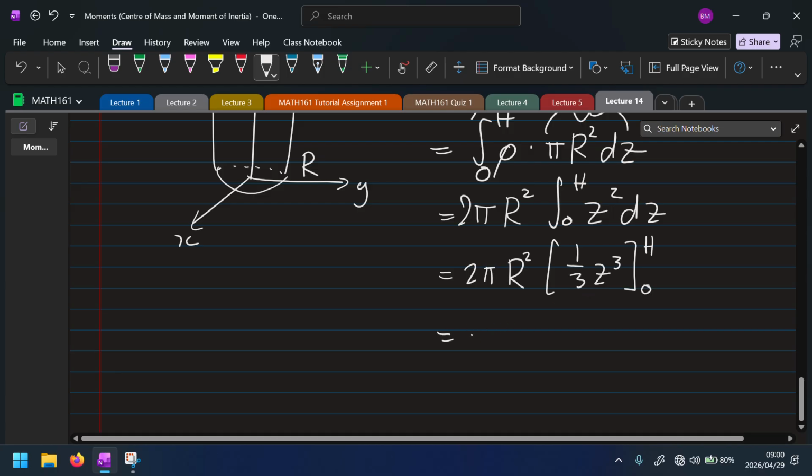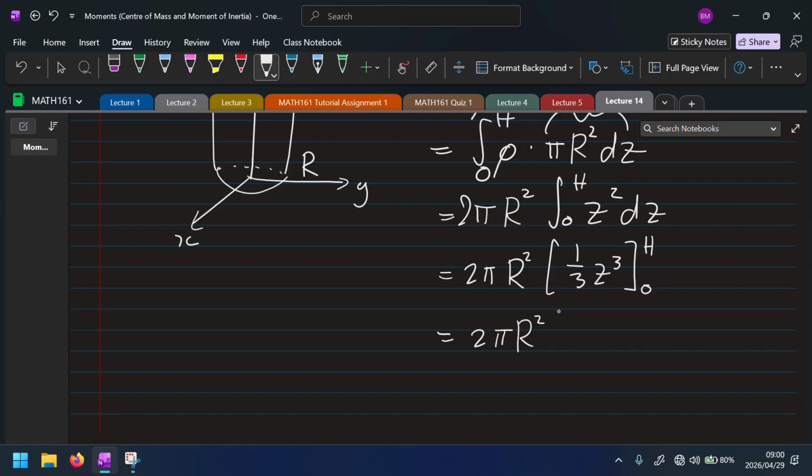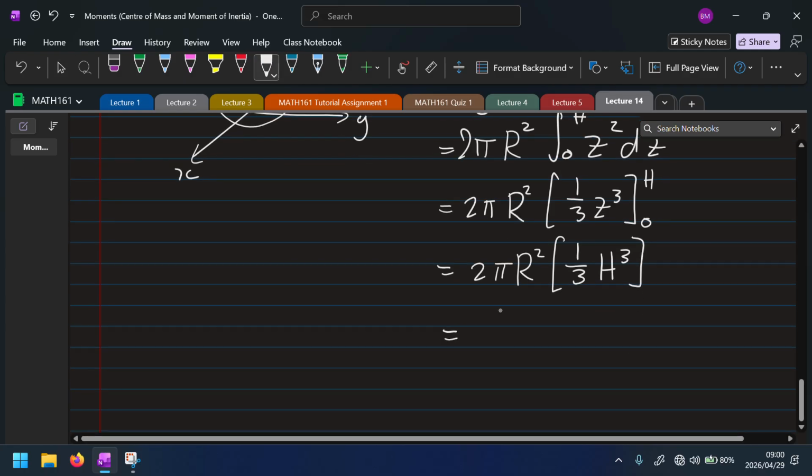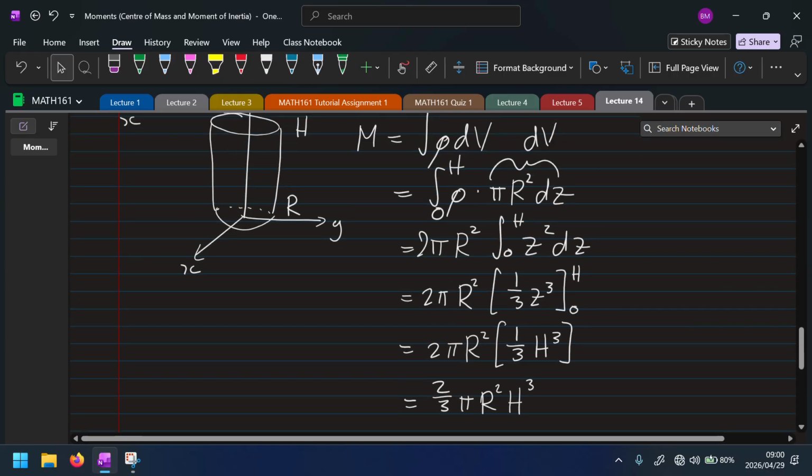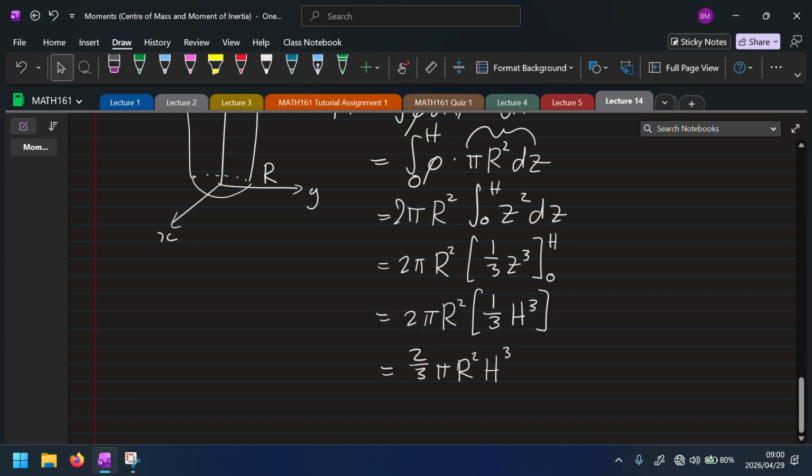So this will be 2 pi r squared. Okay, we can substitute h there. We're going to get 1/3 h cubed. If we put in 0, we get 0. So this will just be 1/3 h cubed. So here we have 2/3 pi r squared h cubed. All right. Is everyone okay with this example?